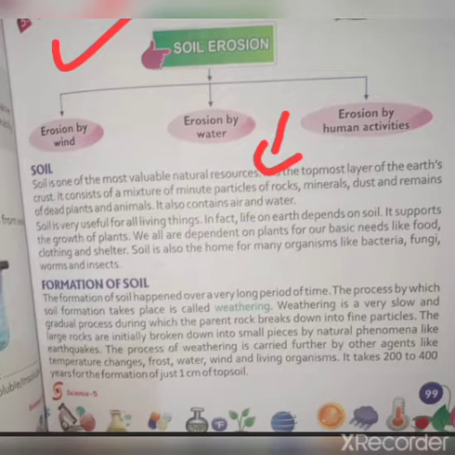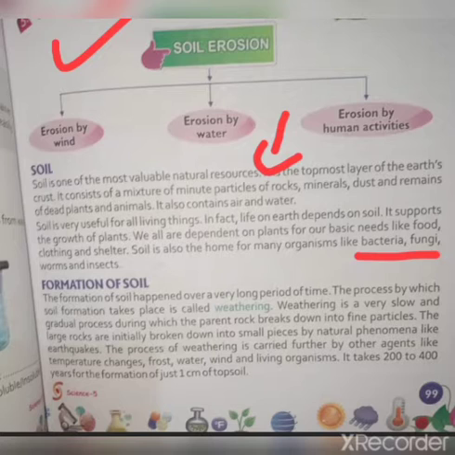Soil is very useful for all living things. In fact, life on earth depends on soil. It supports the growth of plants. We all are dependent on plants for our basic needs. Like for what? We depend on soil for food, clothing and shelter.